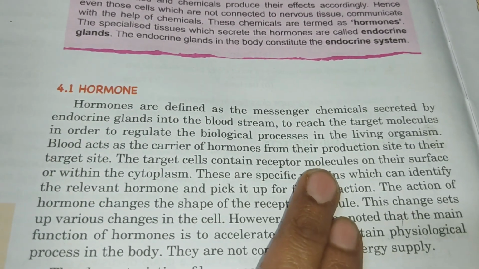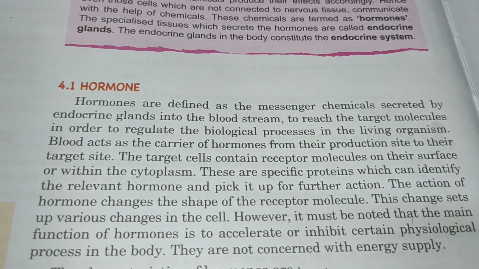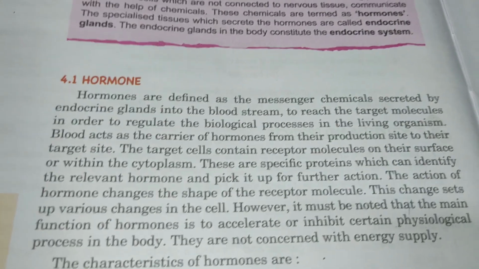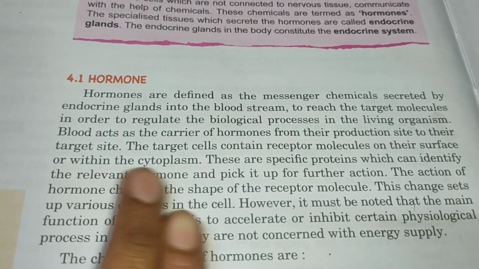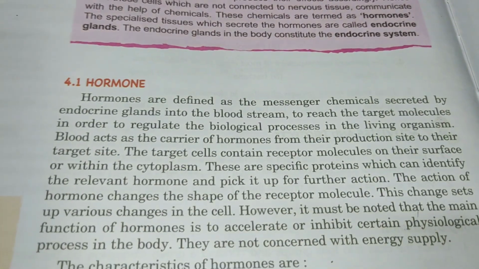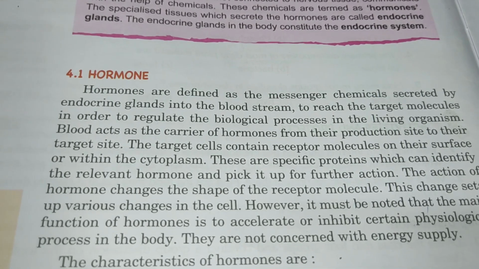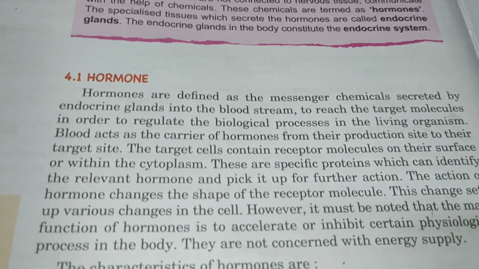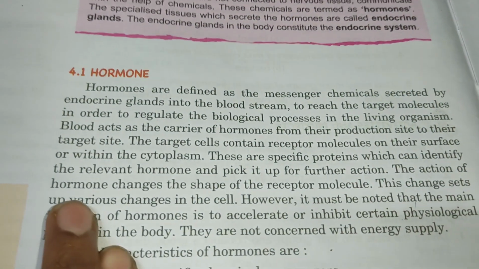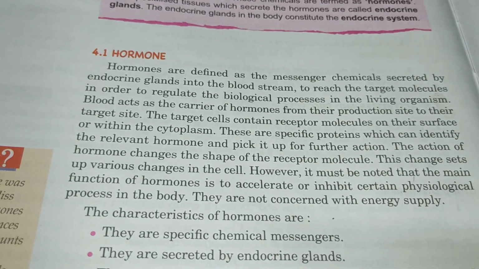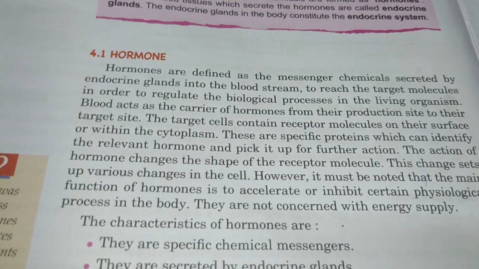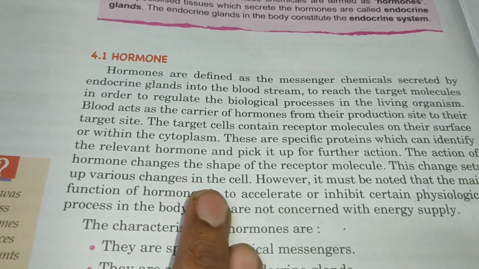The target cells contain receptor molecules. Receptors receive the message on their surface or within the cytoplasm. These are specific proteins which can identify the relevant hormones. The receptor molecules have a special protein, so they know to receive that hormone and what to do with it. The action of the hormone changes the shape of the receptor molecule, and various changes then occur in the cell.